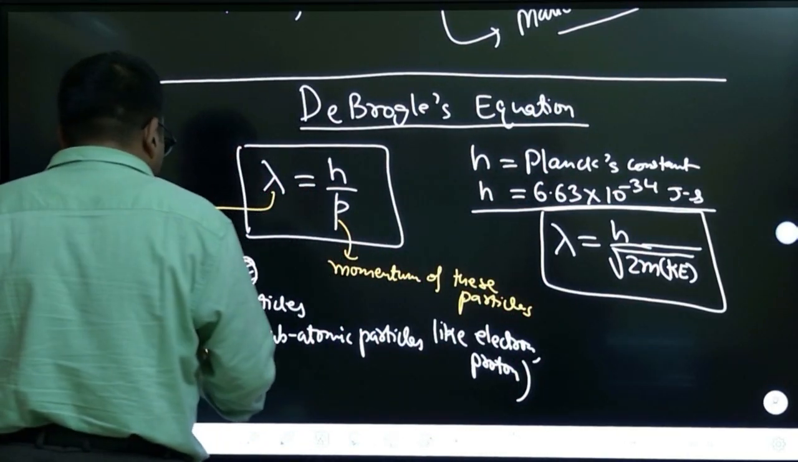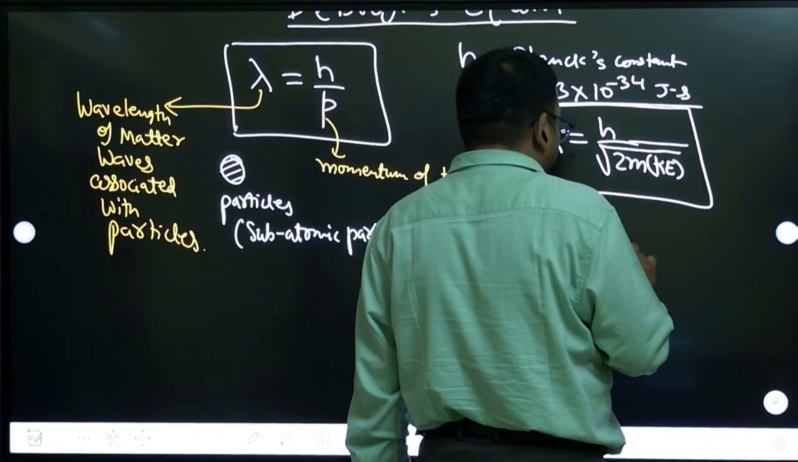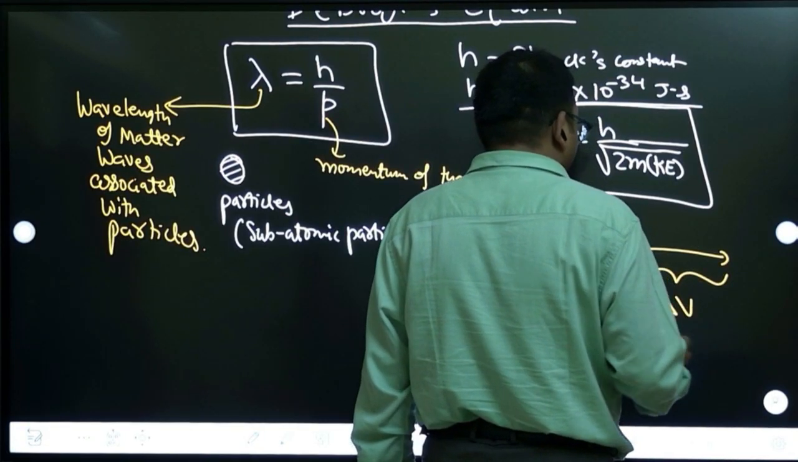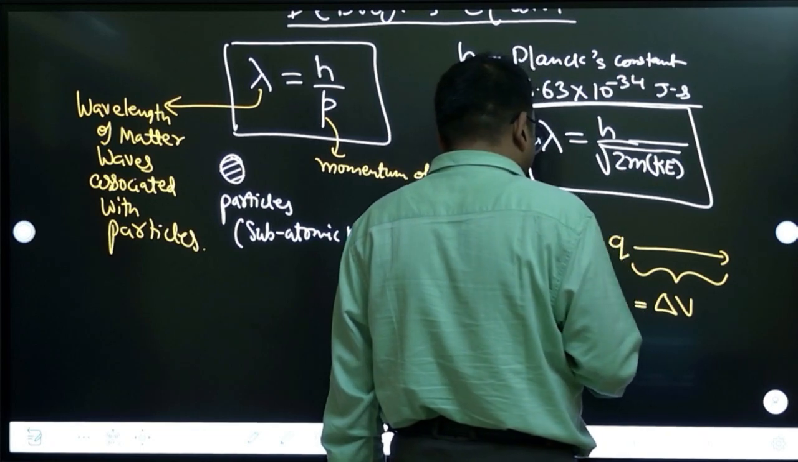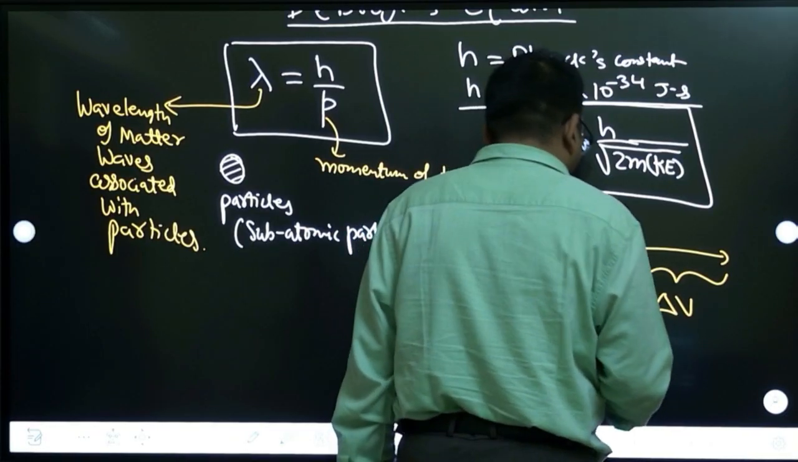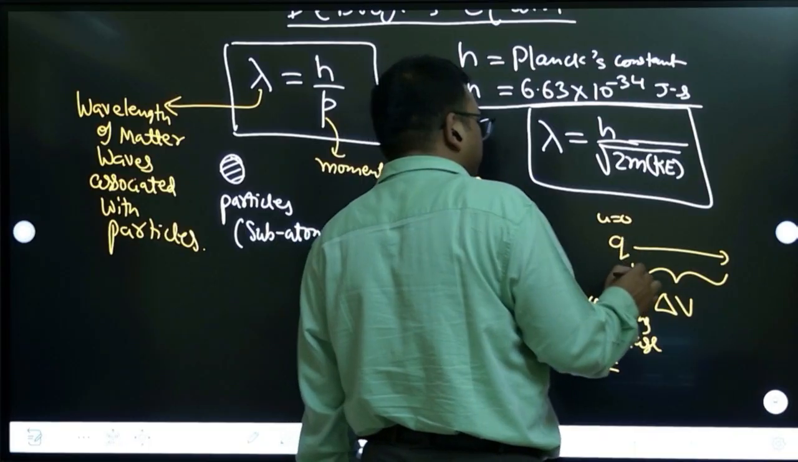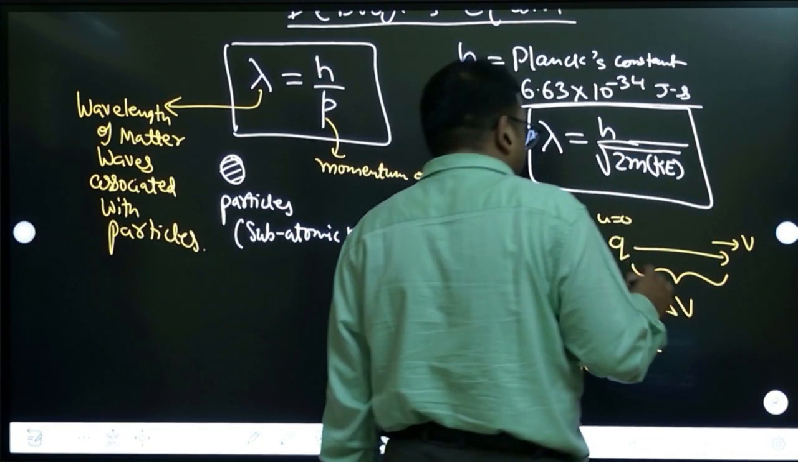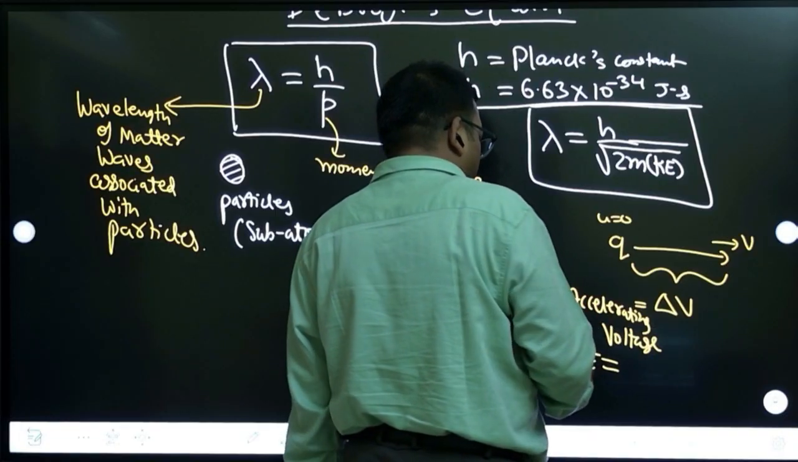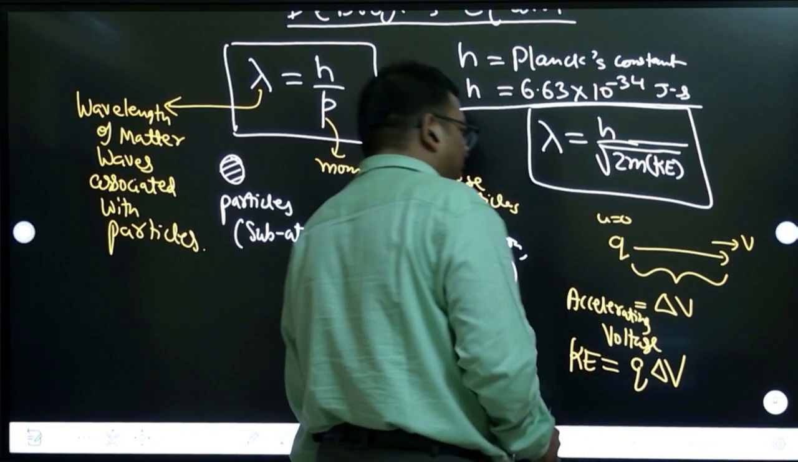Also, if the particle is a charged particle, we should know about it. So, if there is a charged particle having charge q and it is accelerated with a voltage difference of delta V, delta V is the accelerating voltage. So you know the kinetic energy of the charged particle. Suppose initially it is at rest. Initial velocity is 0. Finally it has a velocity v. So it will gain a kinetic energy. Initial kinetic energy is anyway 0, right? So the gain of kinetic energy is equal to charge into accelerating voltage, capital V.